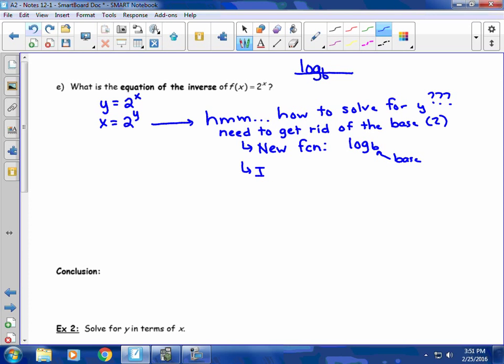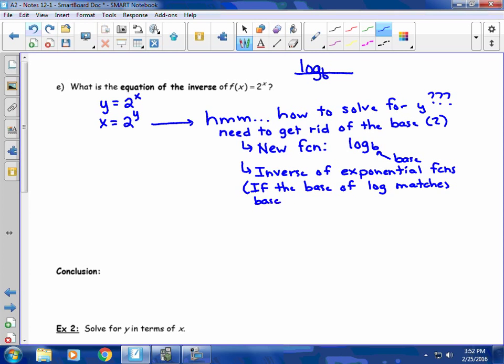And like I already told you, the inverse of exponential functions are logs. And the big idea is if the base of the log matches the base of the exponent, they cancel out. The base of the log matches the base of the exponent, they cancel out.